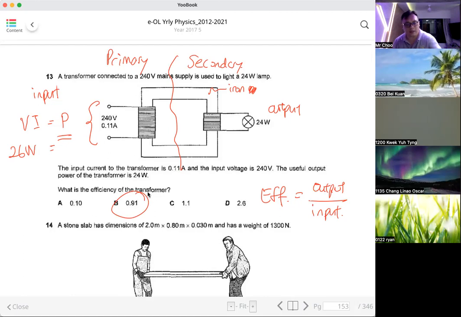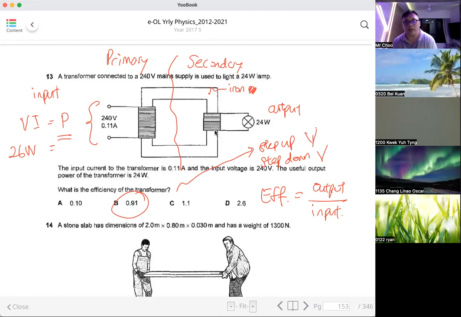Okay, so you may ask me, why does this world need a transformer? Why don't we just use this? You know what I mean? Why do I need to transform the power to another thing? A transformer is used to either step up or step down the voltage. Clear so far? Why do we need to step up and step down?